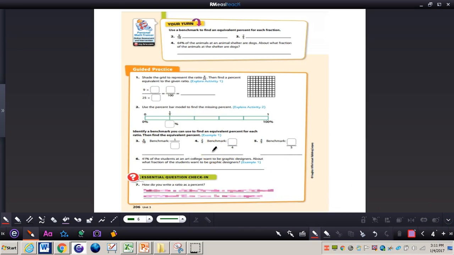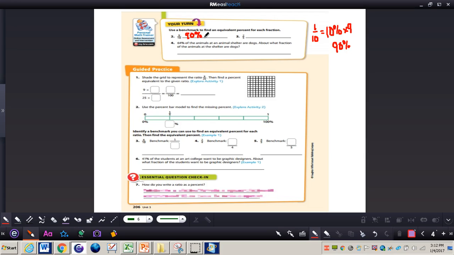So let's take a look at number 2 at the top where it says your turn. It says use a benchmark to find an equivalent percent for each fraction. So if we take a look at 9/10, first of all we need to think about 1/10. We know that equals 10%. So if I have 9 of these 1/10ths, we can take 10% times 9, which is going to equal 90%. Okay, so the equivalent percent for the fraction would be 90% there.